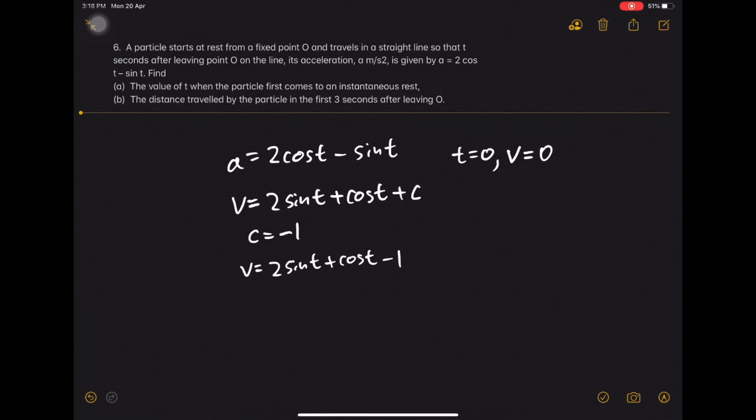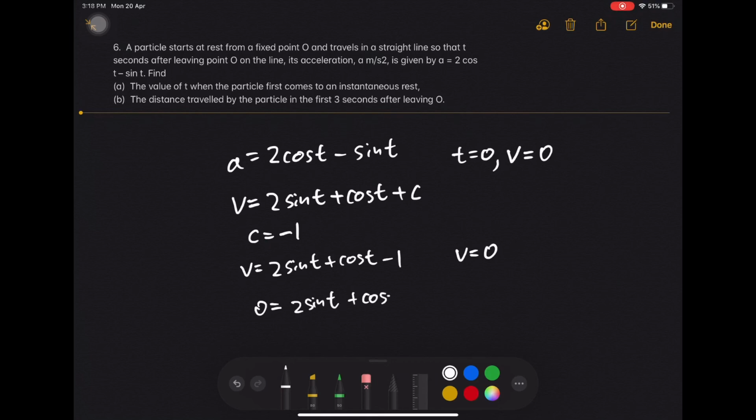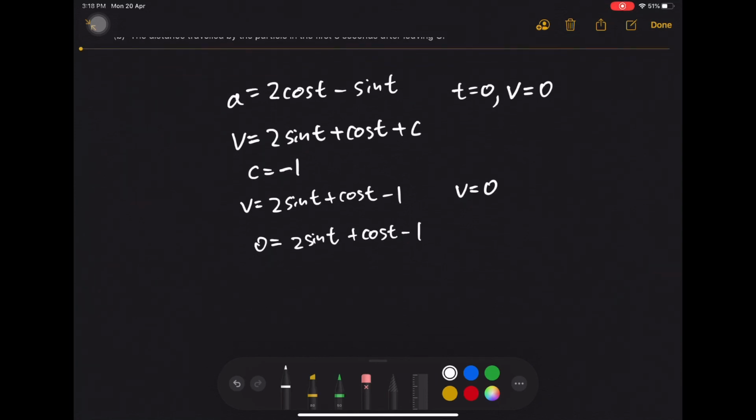And we want to know that at instantaneous rest, this means that my velocity is 0. So v is equal to 0. Put it into the equation. Find t. Solve for t. So when you solve for t, this is going to be a little bit trickier than the previous question. You get something like this: 2 sine t plus cosine t equal to 1, right?